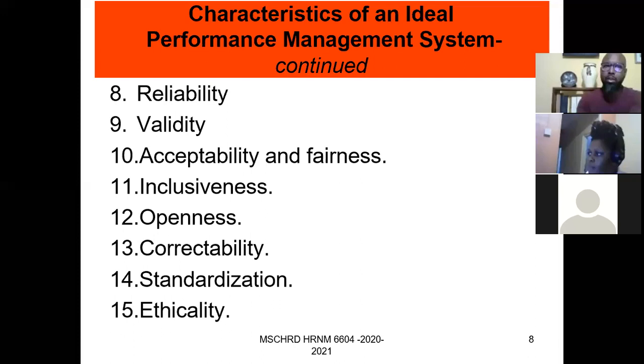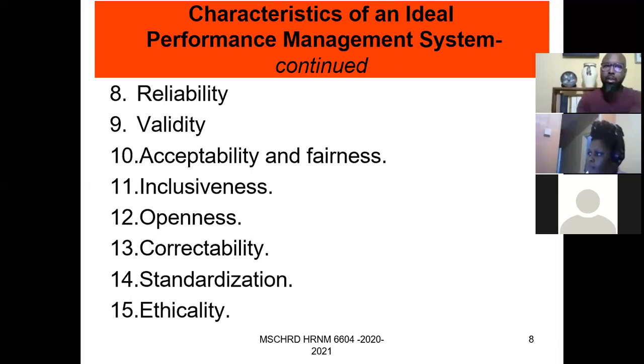And then we spoke about standardization already, in that performance must be evaluated consistently across time and place. And we also have to ensure that training is provided so that this can take place. So managers, supervisors, persons who are appraising performance should be trained so that we have consistency in how things are done as far as measuring and monitoring an employee's performance.